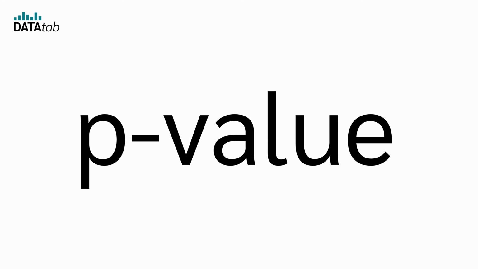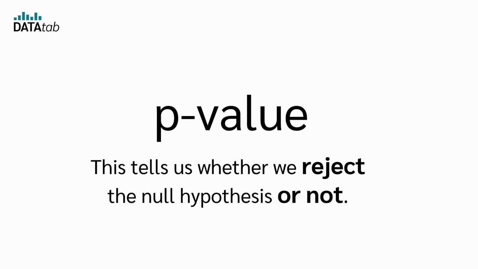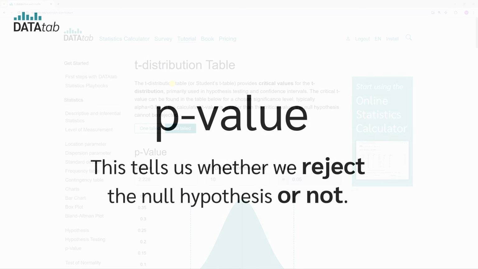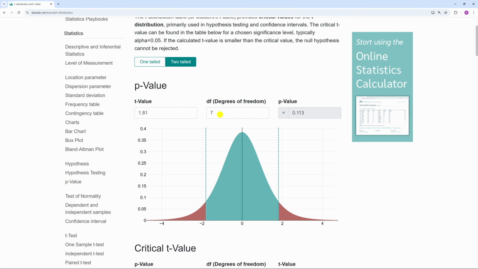Okay, now we can calculate the so-called p-value. The p-value tells us whether we reject the null hypothesis or not. To calculate the p-value, we need two things: the t-value we have just calculated and the degrees of freedom. Our t-value is 1.81 and the degrees of freedom result from the sample size minus 1. So in our case, 8 minus 1 makes 7 degrees of freedom. Using the t-distribution, we then obtain a p-value of 0.11.